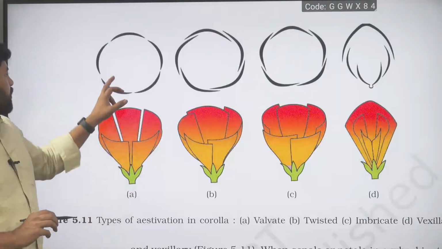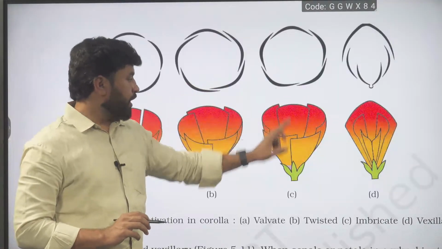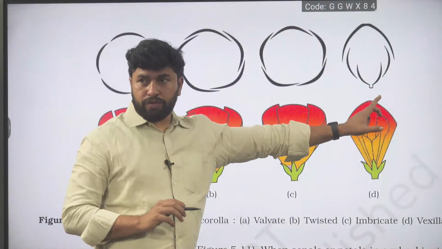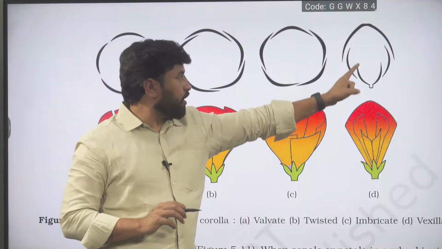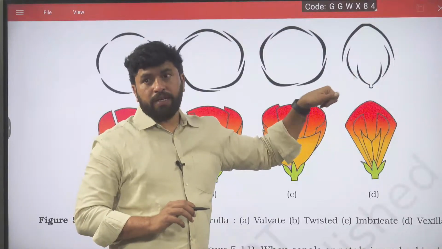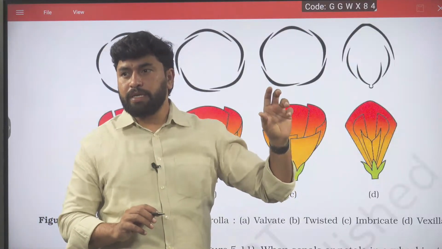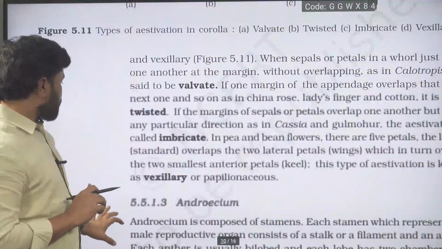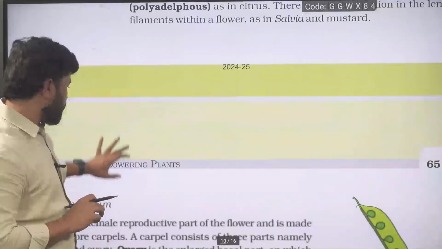Here is axillary aestivation, twisted aestivation, imbricate aestivation, and this is valvate. This one is special among them. You also see the shape differently. This shape represents the flower is zygomorphic. Zygomorphic means the flower is exhibiting bilateral symmetry. Be careful. Next one, Androecium, what I have discussed, polyadelphous in citrus.